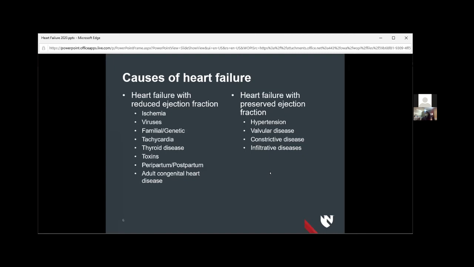Adult congenital heart disease is another cause of HFrEF. I'm not really going to talk about that today, but we have an ACHD team here, and they take care of most of those patients, and later in life, because they're surviving much longer, they end up with systolic heart failure. Most common causes of HFpEF are hypertension, valvular heart disease, constrictive diseases such as radiation, constrictive pericarditis, and then infiltrative diseases such as sarcoidosis or amyloidosis.